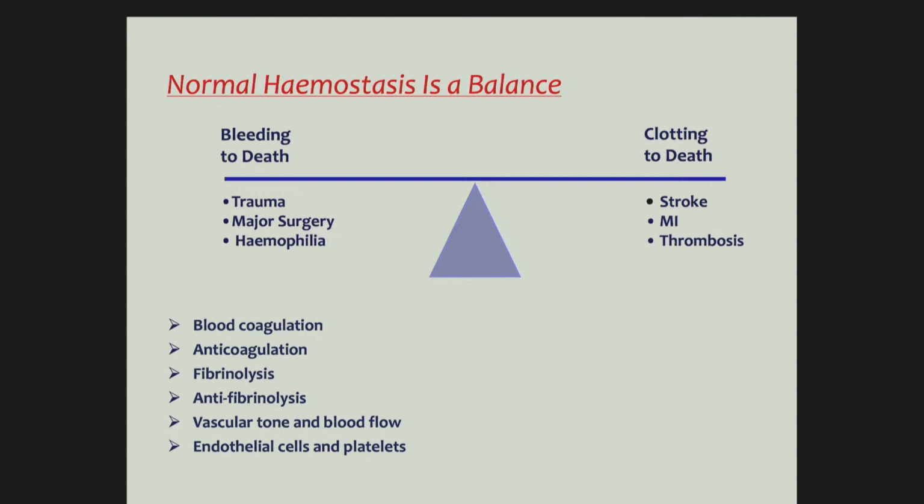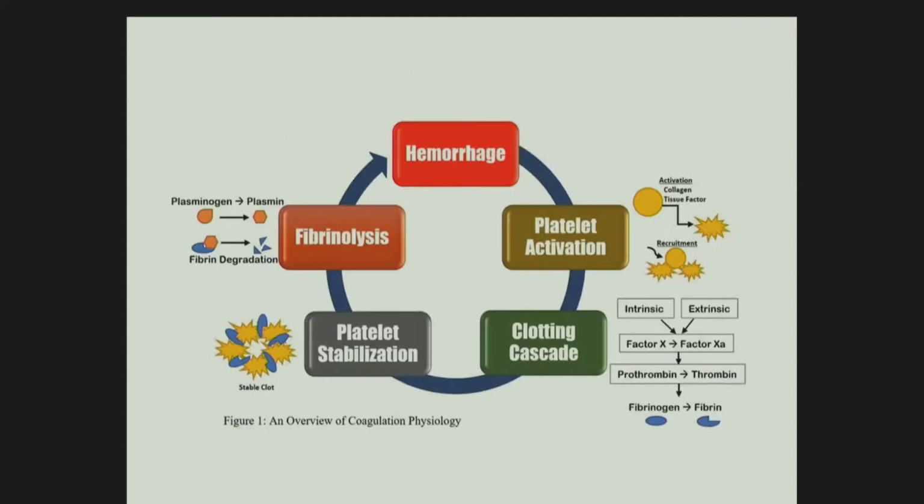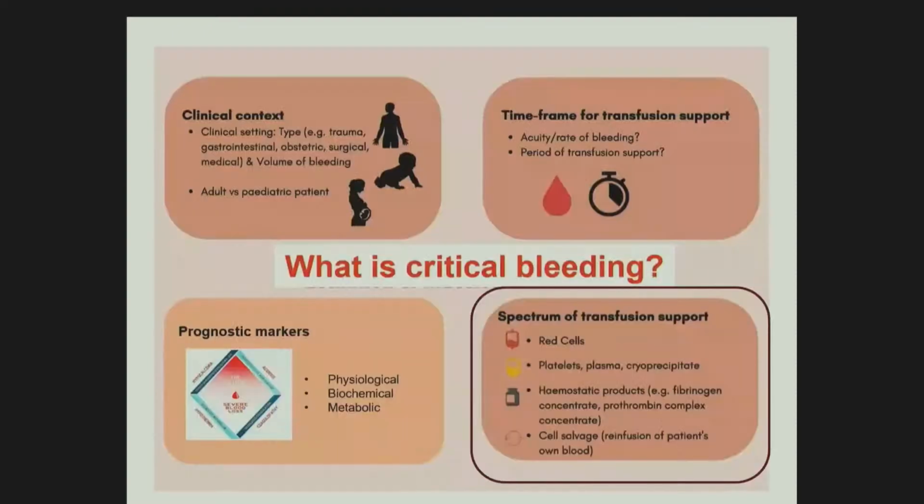Let's look at our hemostasis process. Normal hemostasis is a balance between bleeding to death and clotting to death. So we want to try and balance it. So often when we see these patients, they're in an imbalance. They're coagulopathic. So how can we address that? So this is the vicious circle. We've got hemorrhage, we've got platelets that are activated, the clotting factors, so these are all being consumed. Fibrinolysis, so it's a bit like that triangle or diamond. So we've got to try and break that circle to limit the bleeding.